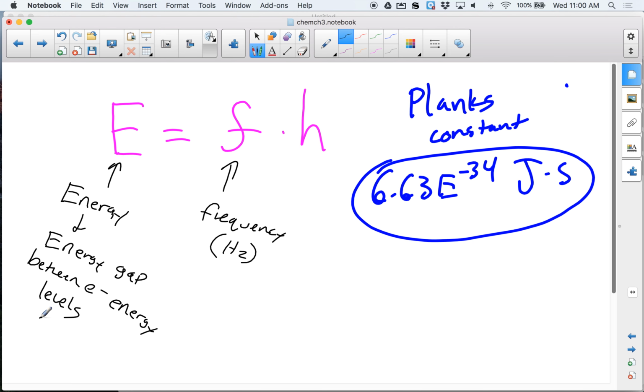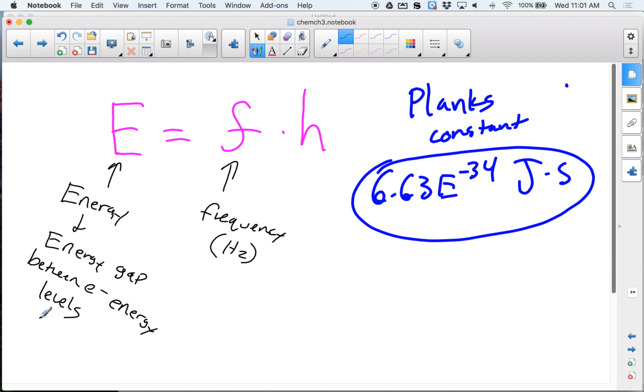Planck's constant. It's not an equation. How is it an equation? No, those are units. This isn't an equation. These are the units. Joules times seconds. No, these are the units.